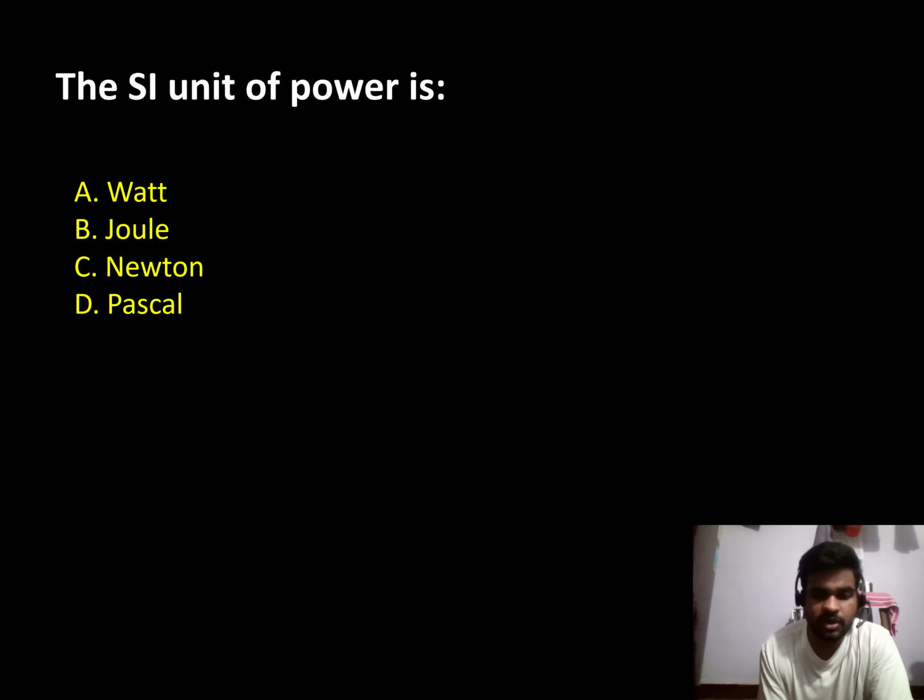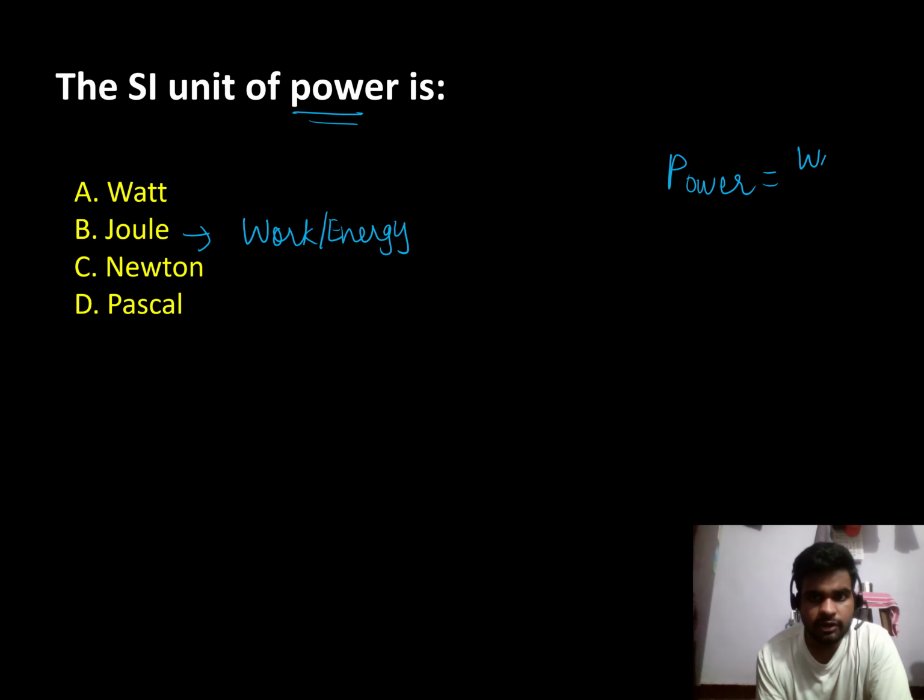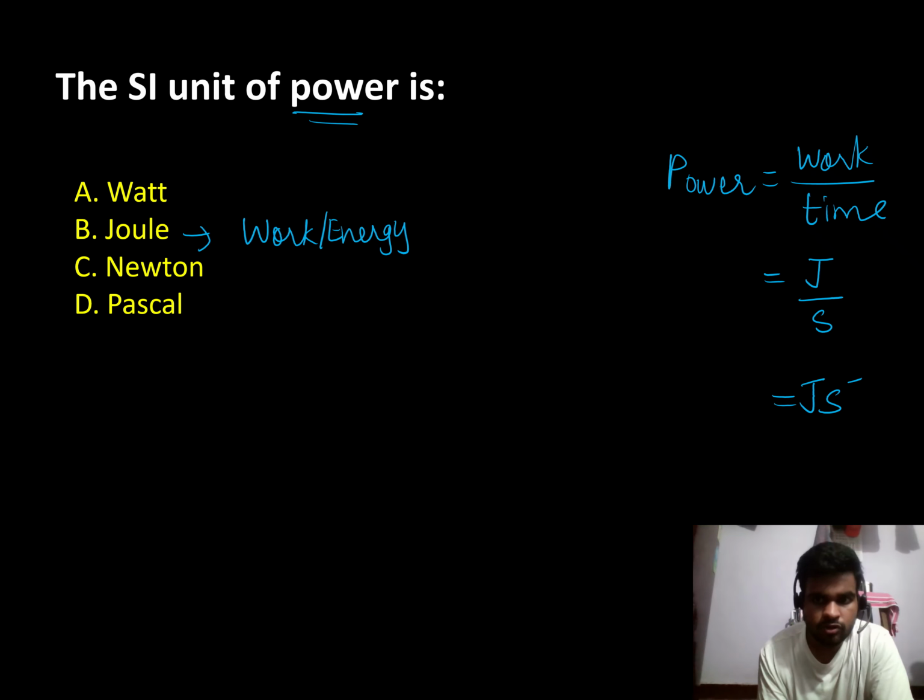The SI unit of power is. Let's see the options. Joule is the SI unit of work done or energy. Power is work done per unit time. So the actual SI unit should be joule per second. This should be one of the SI units of power.